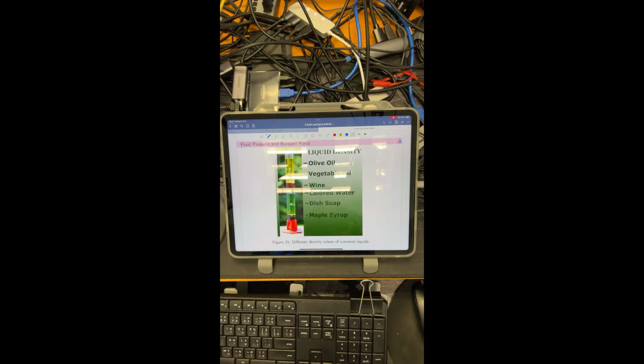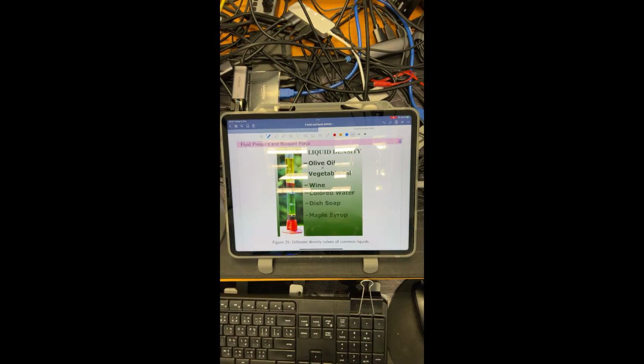The first one is the liquid form. This is the common form of water, the liquid phase. Water is not the only type of liquid. There are several types of liquid, for example olive oil, vegetable oil, wine, colored water, dish soap, maple syrup, and so on.